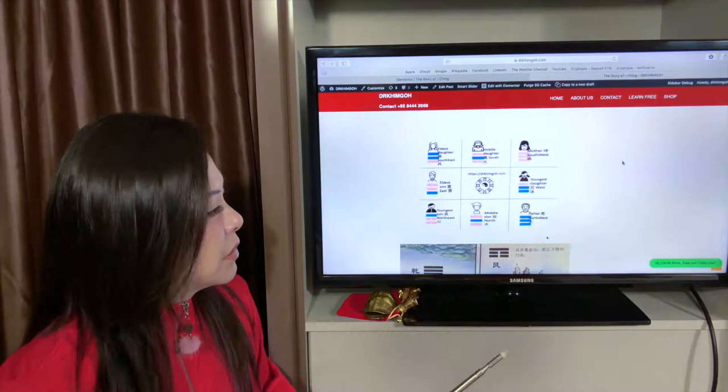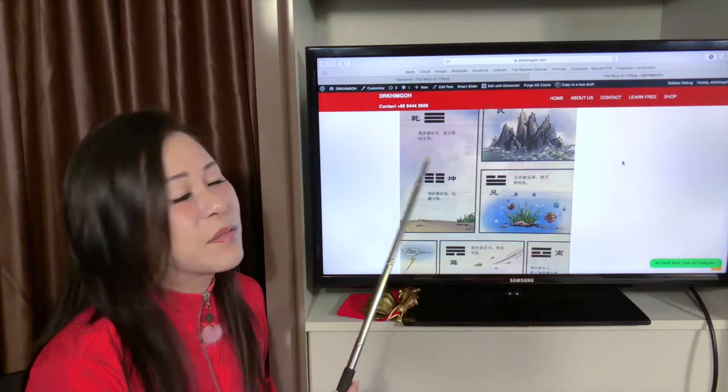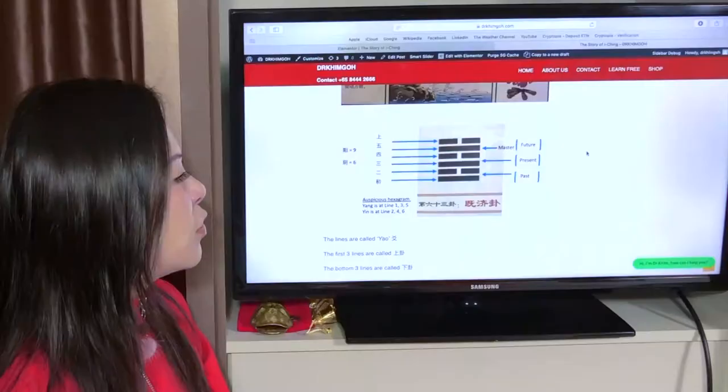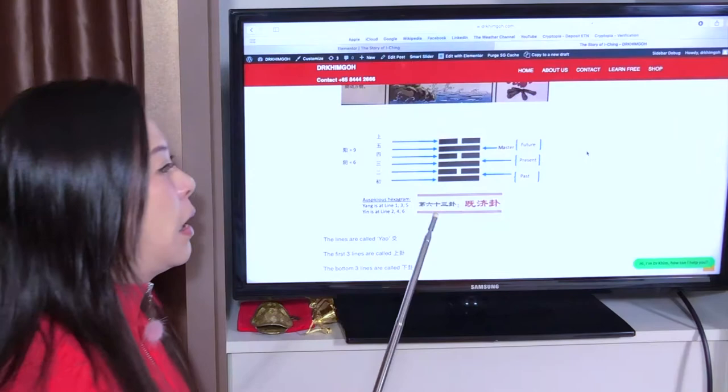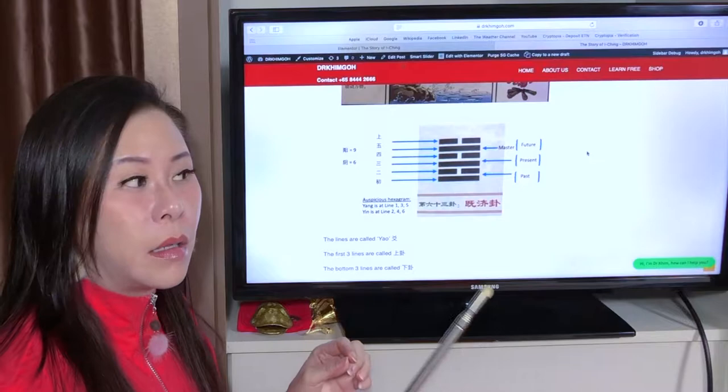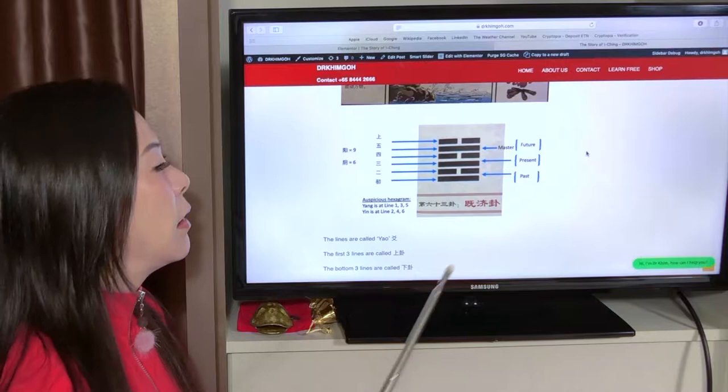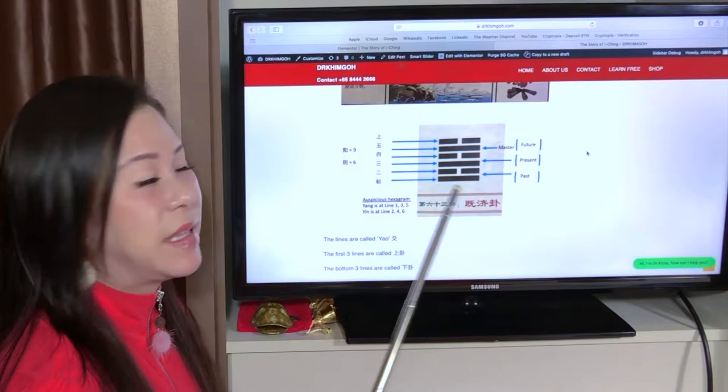Okay, so these images explain what I have just explained to you. Now I want to explain the hexagram. I know in the last video I explained the hexagram, but today I'll teach you more. Now look at the lines. The lines are made up of yang, a straight line, or broken dashes, a broken line called yin.